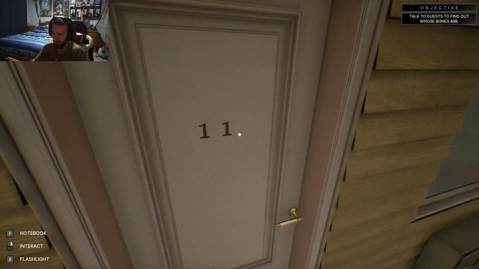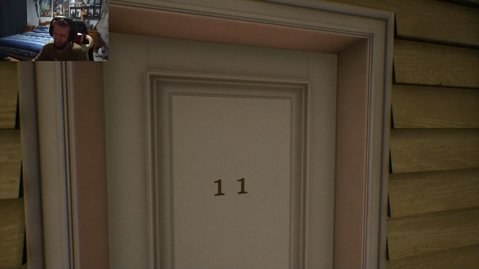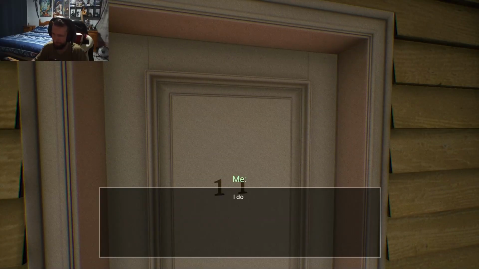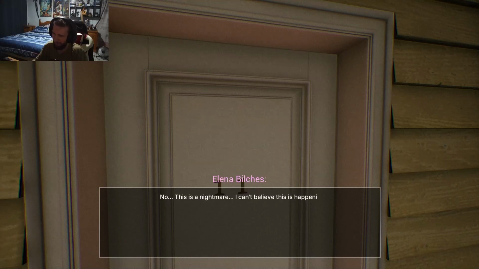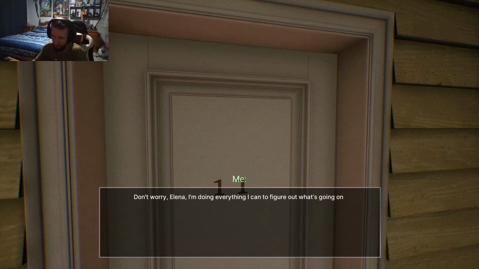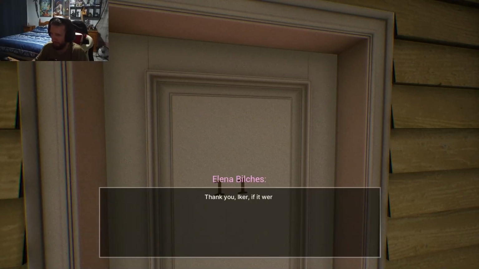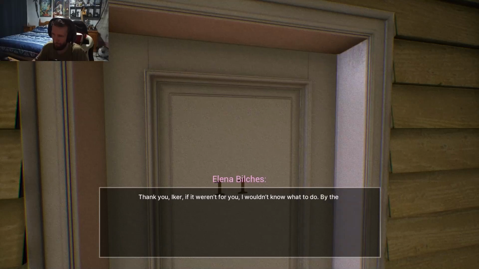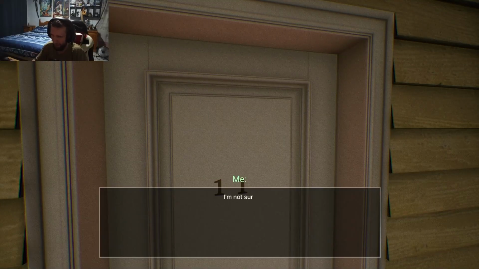Elena, are you home? Elena, are you there? Yes, Iker, what's going on? I don't want you to leave, alright? Unless I say otherwise. But what happened, Iker? There's been another murder. No, this is a nightmare. I can't believe this is happening. Don't worry, Elena. I'm doing everything I can to figure out what's going on. Thank you, Iker. If it weren't for you, I wouldn't know what to do. By the way, who died? I'm not sure yet. We'll have another meeting with everyone later. Alright. Thanks, Iker.